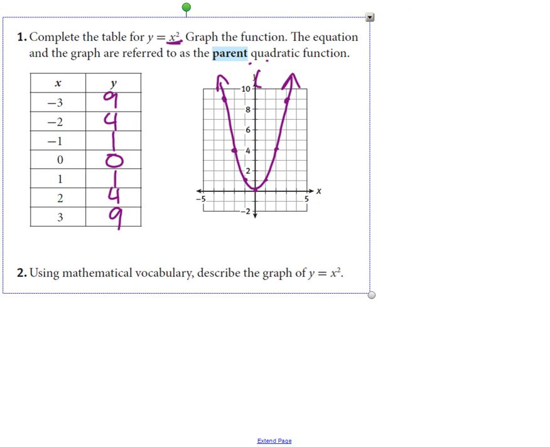All right, using mathematical vocabulary, describe this graph. It is very, very the mother of all ginormous. All right, that's my word. What else? You have to use more math words. Describe what's happening here. Okay. Has a minimum.